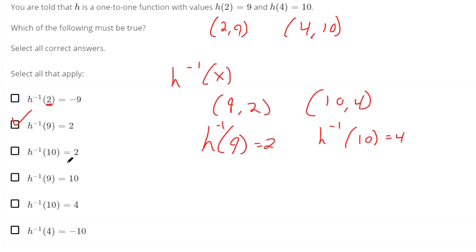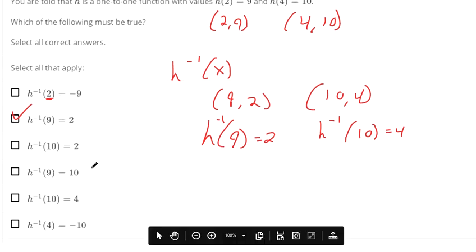If you plug in 9, we've already answered that. It should be 2, not 10. If you plug in 10, you should get out 4. That's true. And then we don't know anything about the inverse when you plug in 4. We don't have any data on that, so we can't say anything here. So we can't check that one off.